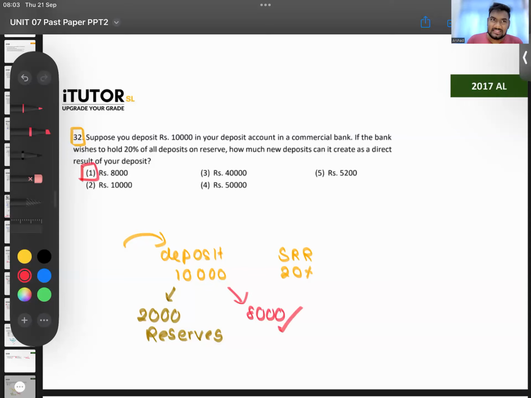So if it was for the banking system, then you can use the multiplier. If they ask, because of your deposit, by how much will the total banking system's deposits increase, then 20% gives you a money deposit multiplier of 5 times. So your 10,000 gets multiplied by 5, and in the whole banking system there will be 50,000 worth of deposits. But they are not asking that. They are asking, because your 10,000 came, how much is a direct new deposit that can be created. Therefore, the answer should be 8,000.